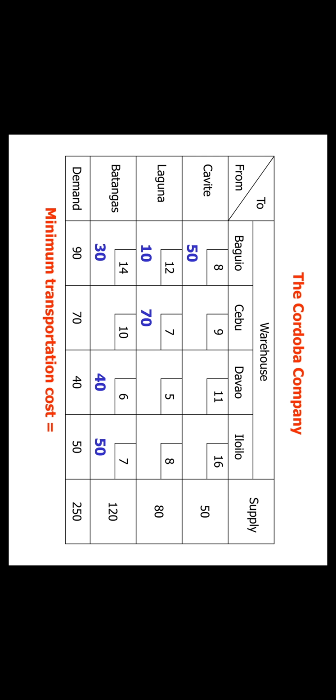And as I mentioned earlier, this pattern is already the same pattern we got using your stepping stone method. So this would also yield the same minimum transportation cost of 2020. This is your modified distribution method.